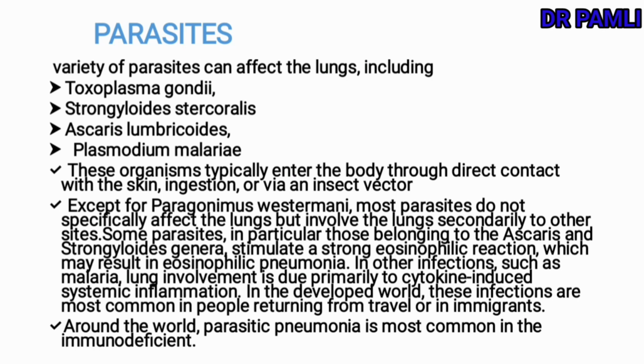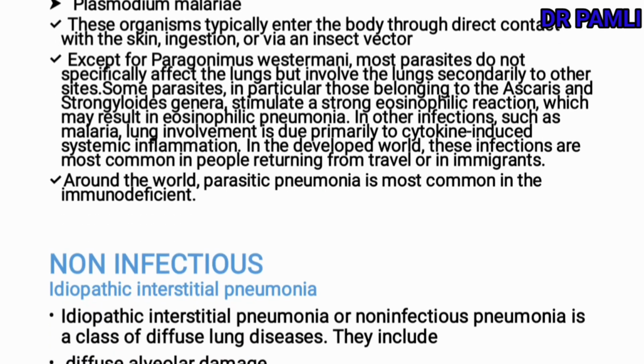So we say that these organisms typically enter the body through direct contact with the skin, ingestion, or via an insect vector. Except for Paragonimus westermani, most parasites do not specifically affect the lung but involve the lungs secondarily to other sites. Some parasites, in particular those belonging to the Ascaris and Strongyloides genera, stimulate a strong eosinophilic reaction which may result in eosinophilic pneumonia. In other infections such as malaria, lung involvement is due primarily to cytokine-induced systemic inflammation. In the developed world, these infections are most common in people returning from travel or immigrants. Around the world, parasitic pneumonia is most common in the immunodeficient, as we've seen.